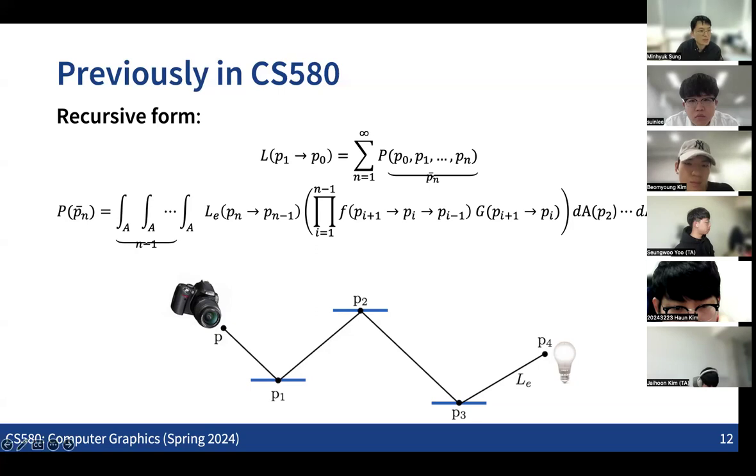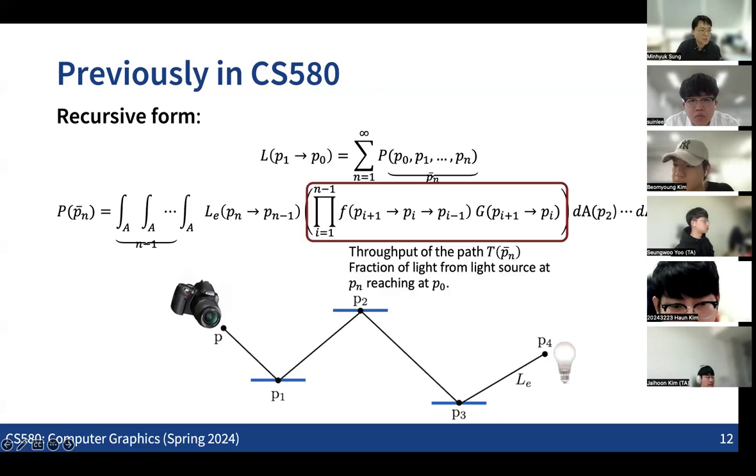This P term can be defined as a multidimensional integral over the path. While this looks complicated, it is nothing but multiplying the emission of the light from the light source with the throughput of the path. The throughput of the path can be seen as the fraction of the light from the light source at the end point Pn, where we reach the light source, that is really coming into the point in the image plane.